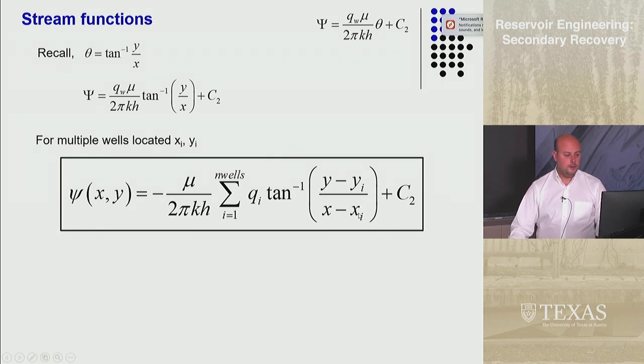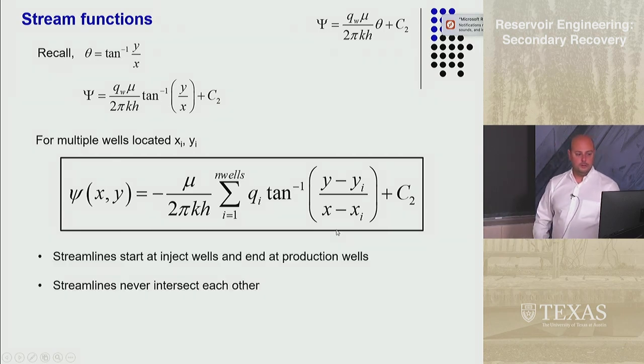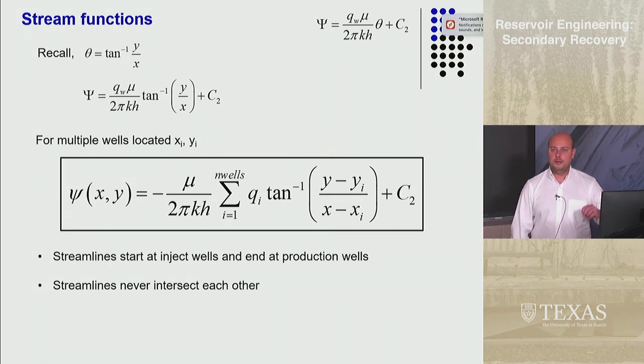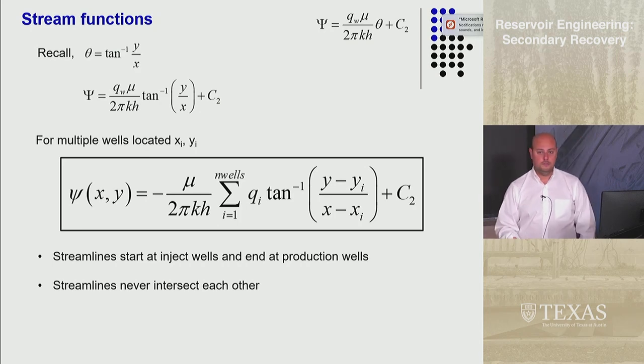So here are fluid and reservoir properties. Qi is, of course, the rate of the well. And now we've got this inverse tangent of y minus yi over x minus xi. Okay. Streamlines start in injection wells and end at production wells. Right? They start where the fluid is being injected, and they're being produced somewhere else, and streamlines never intersect each other.